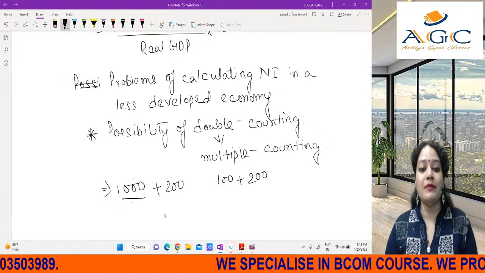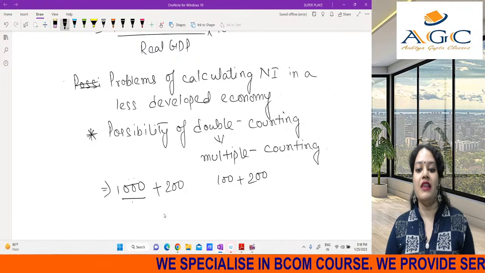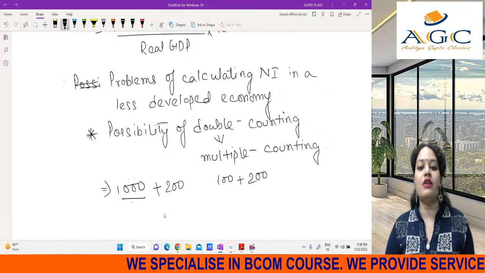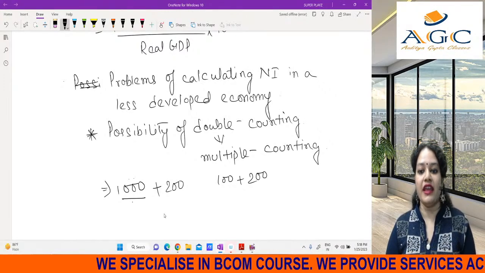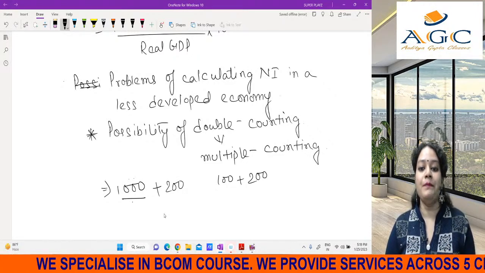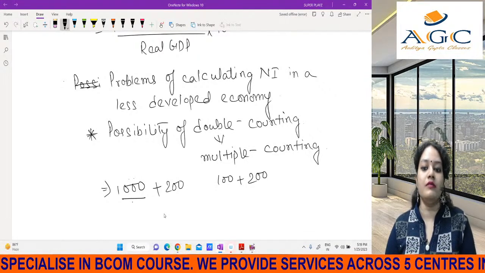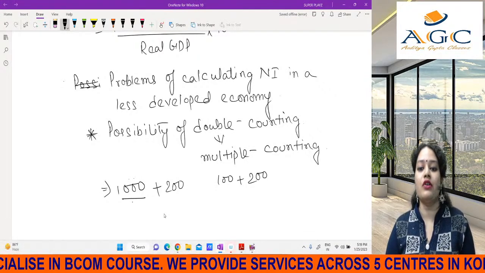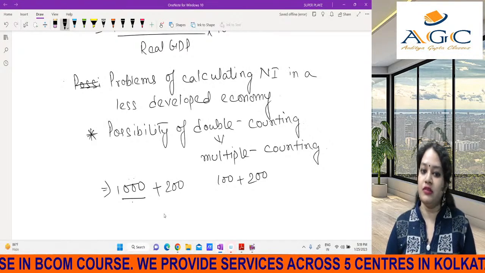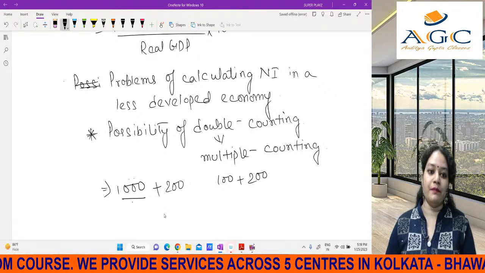And what are the steps that you can take to avoid that? Either you can calculate the values, you can note down the values at each and every step, or you can make sure that you are taking the value of final goods only and not of the intermediate goods or whatever cost has been incurred in the production process. So those are the two steps that you can take into account.